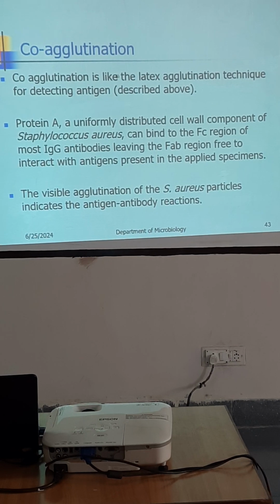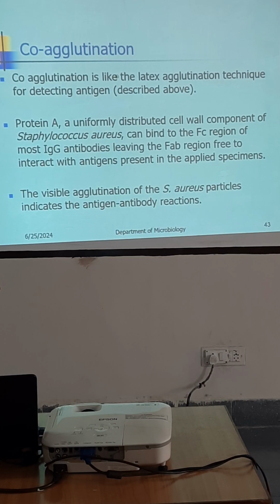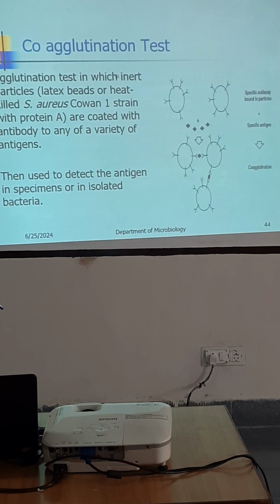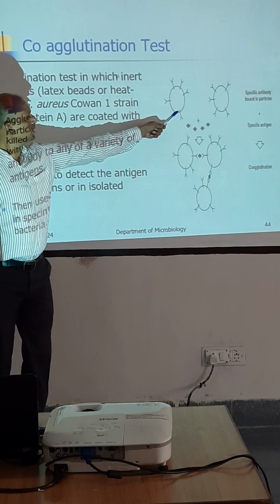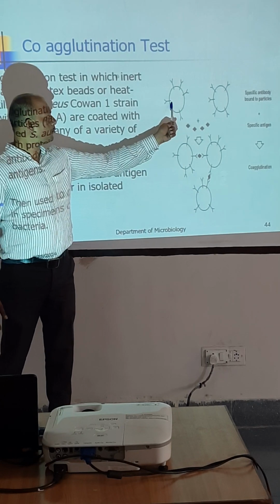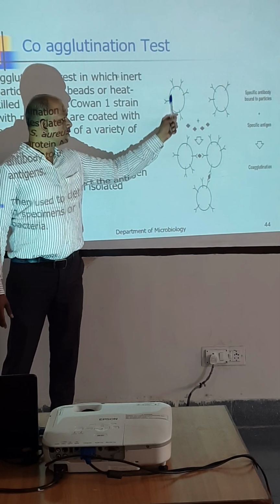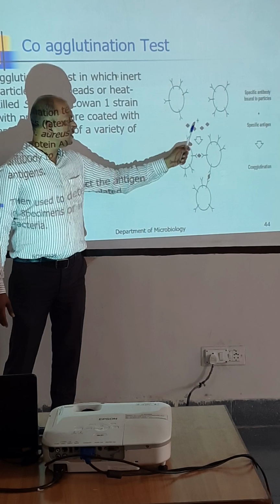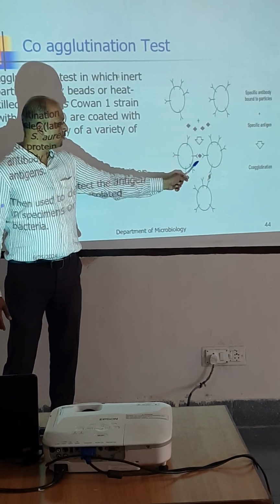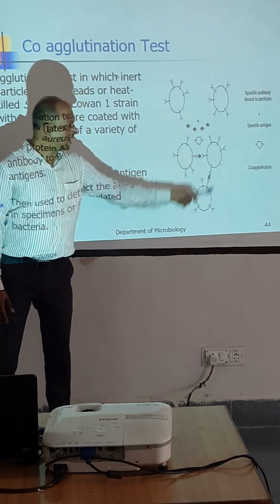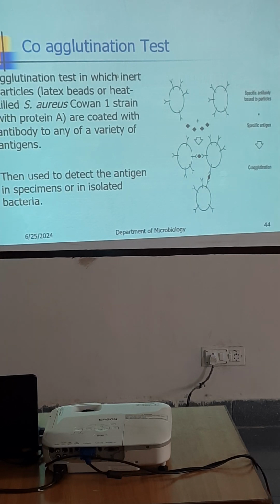Then we can see visible agglutination of these Staphylococcus aureus particles that indicates an antigen-antibody reaction. That can be a visible reaction. You can see in the picture we have the antibodies attached through the Fc region to the protein A of Staphylococcus aureus, which is present in the cell wall. These are the specific antigens and they are going to combine. This is going to give the co-agglutination, which can be observed properly in larger form.